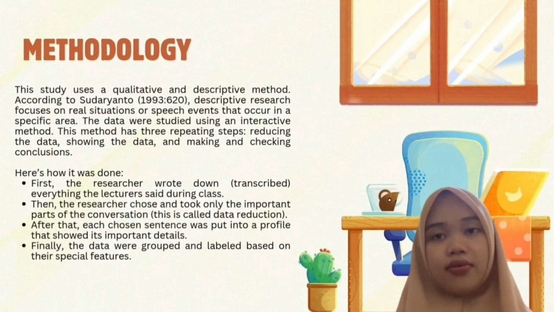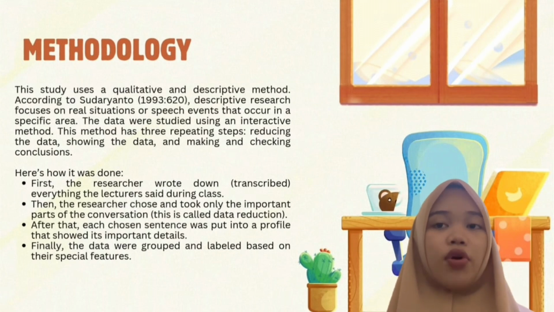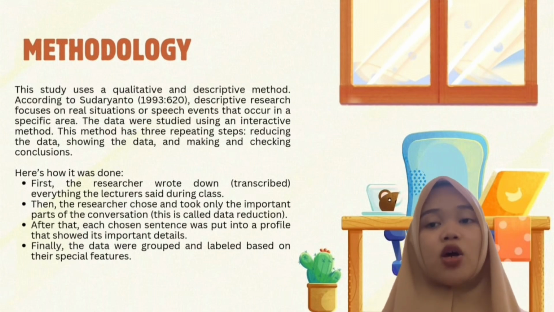The steps they follow. First, they wrote down or transcribed everything the lecturer said in class. Then they chose the important parts of the conversations, called data reduction. Each important sentence was examined and analyzed carefully. Finally, they grouped and labeled the sentences based on what kind of speech act they showed.